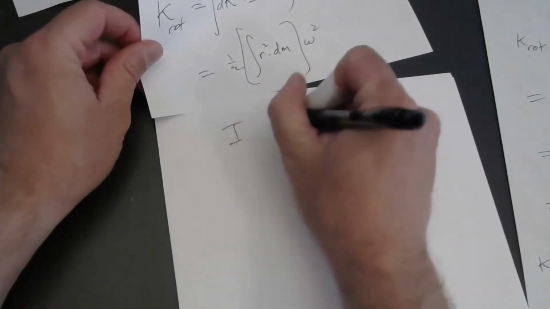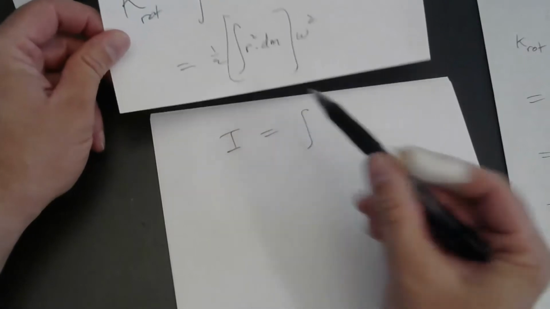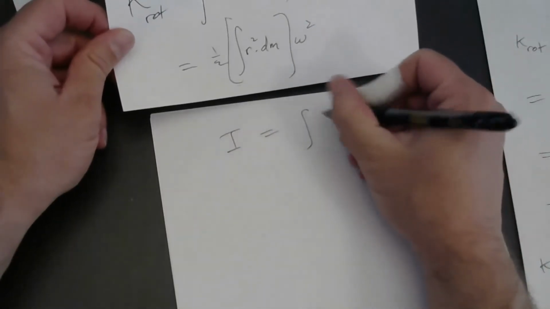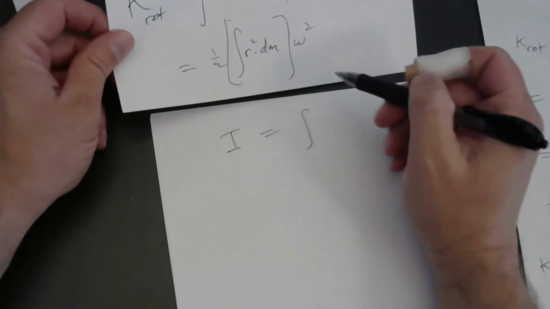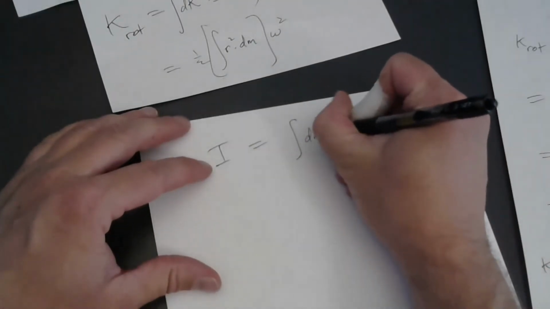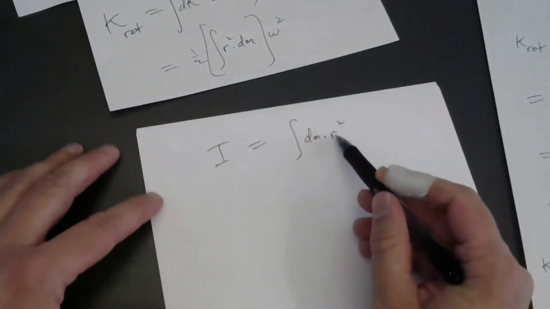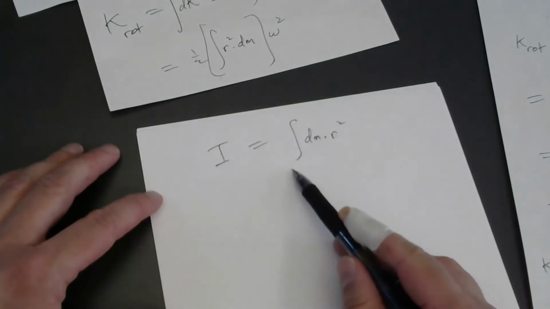So moment of inertia, and it doesn't matter if you write the r squared first or the dm. I'll put the dm first, even though normally in calculus you write the differential at the end here. I'm going to say take each mass, each little piece of mass, and multiply by the square of its distance from the rotational axis, and then integrate that.